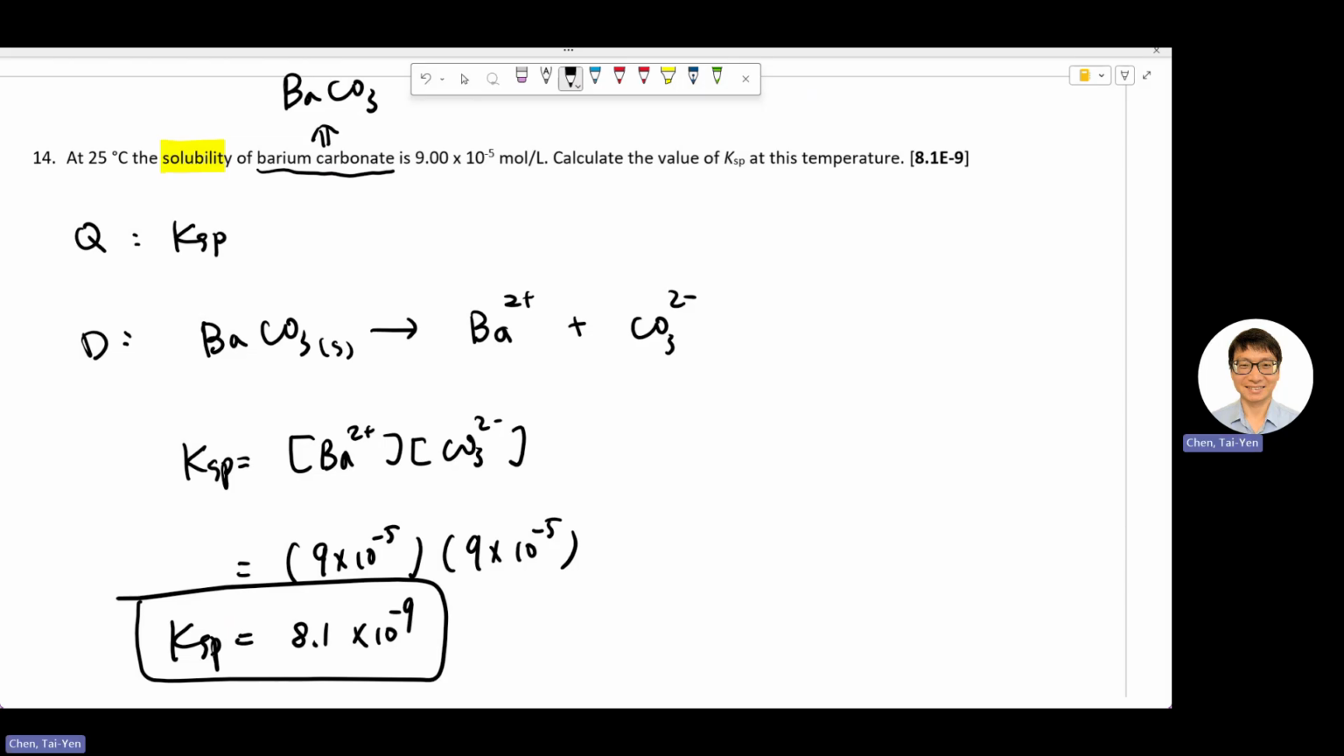Then the next thing you need to be careful about is that when the compounds dissociate, the concentration has a 1-to-1 ratio, right? If it doesn't, then the number needs to be multiplied by the coefficient. But in this case, do you have a 1-to-1 ratio? Both the cation and anion have a 1-to-1 ratio to your insoluble salt, right? Therefore, you just write down 9 times 10 to the negative 5 for your cation, 9 times 10 to the negative 5 for your anion, and then you multiply, and that's it.